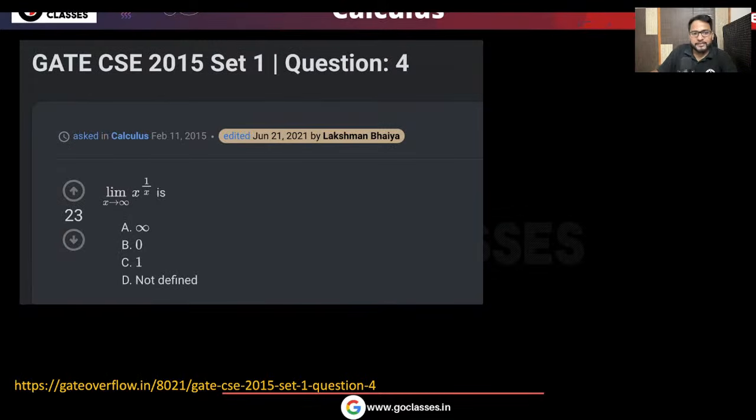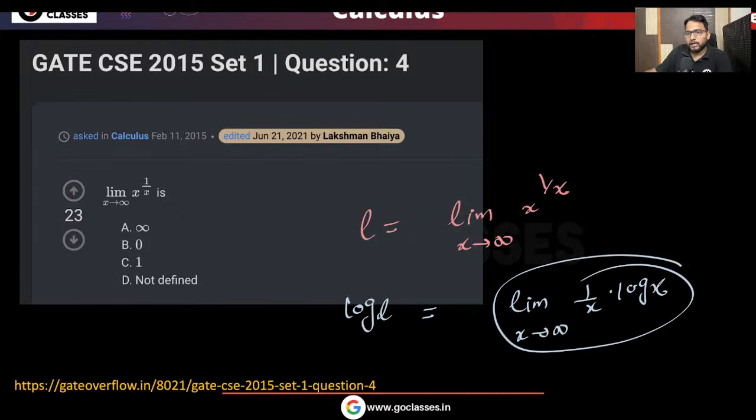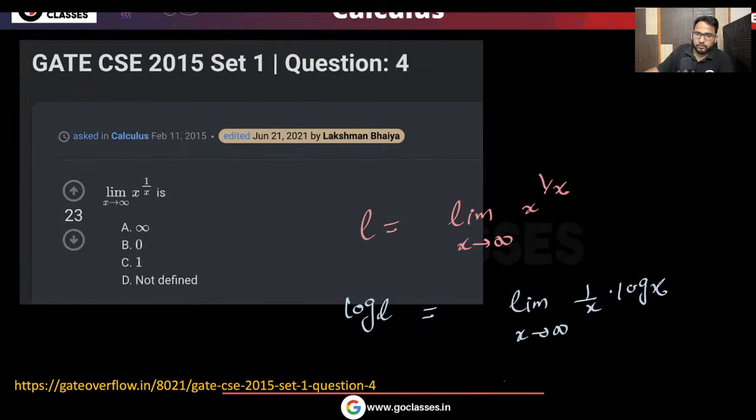So this is x power 1 by x, limit x tends to infinity. So this is infinity power 0. Can you apply the trick? No, right? What do you need to do? You need to take the log and solve it. Okay. So here L equal to limit x tends to infinity x power 1 by x. Can you take the log? Log L equal to limit x tends to infinity, this is going to be 1 by x into log x. Now this is infinity upon infinity. Apply the L'Hopital rule. This limit will be, you can easily find out, this is just 0. Okay. So see, I just got this, and this limit is going to be 0.